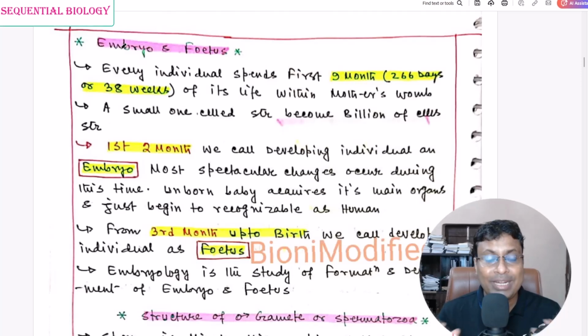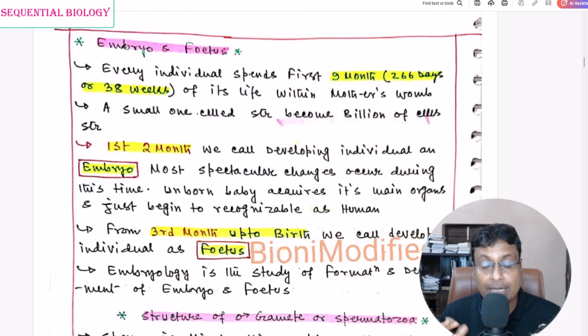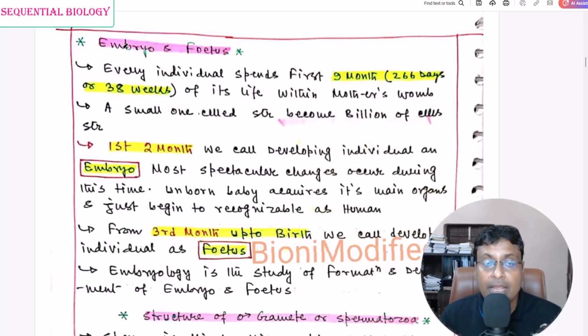And now we will discuss the differences between embryo and fetus, and this is very, very important, and sometimes we become confused about these two terms. We all know that in case of humans, the gestation period is 9 months or 260 days or 38 weeks. During this time, we spend our life in our mother's womb, and a small cell structure becomes billions of cells, that is, an embryo will be developed. But here we will be talking about the differences between embryo and fetus.